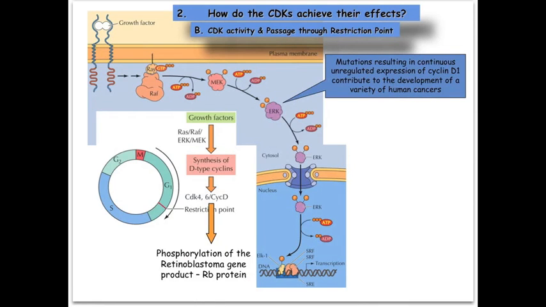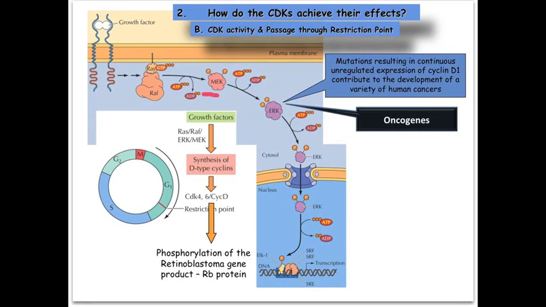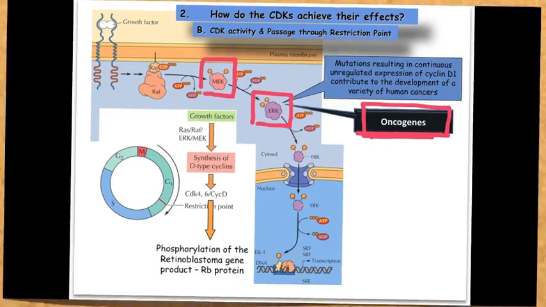It is important to indicate that mutations that result in continuous unregulated expression of cyclin D1, such as what will happen if you activate any of these kinases in a constitutive manner, would facilitate passage through the cell cycle, therefore enhancing tumor formation. Therefore, most of the kinases involved in these signaling transduction events are referred to as oncogenes, because their constitutive activation will allow the cell easier passage through the cell cycle, therefore facilitating the formation of tumors.